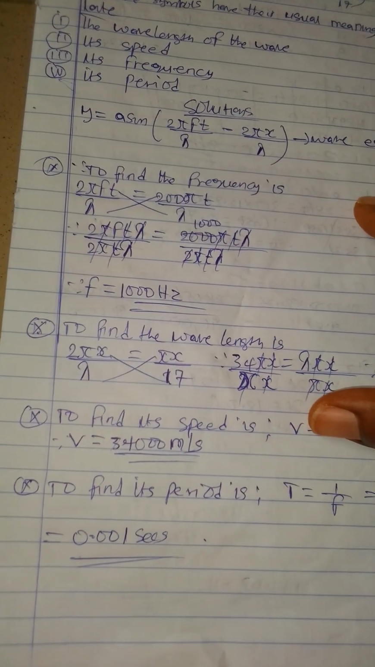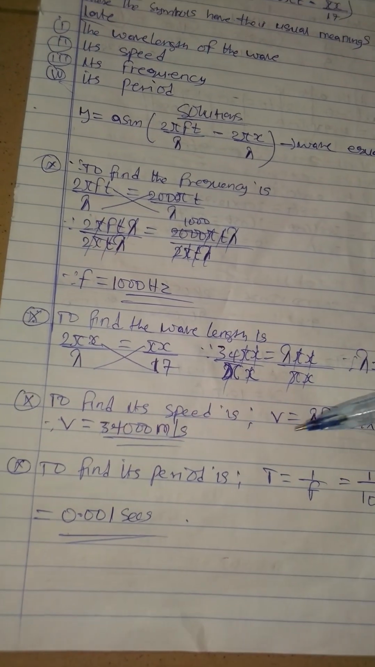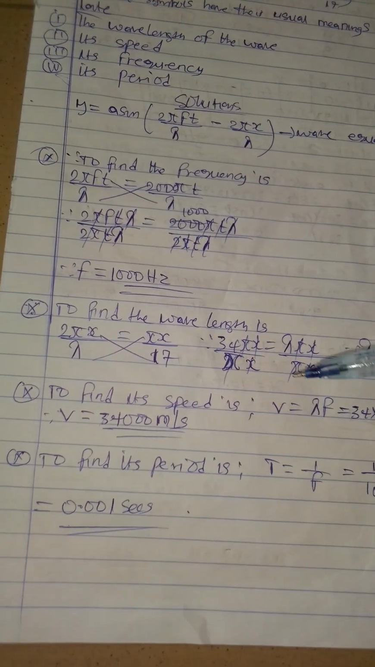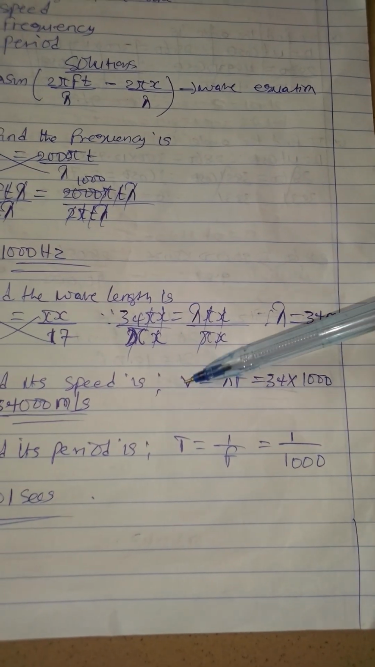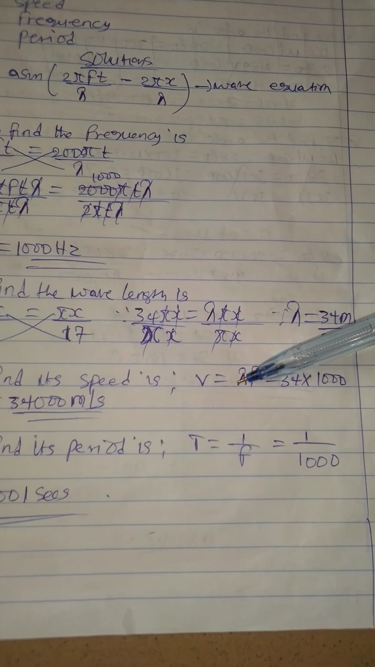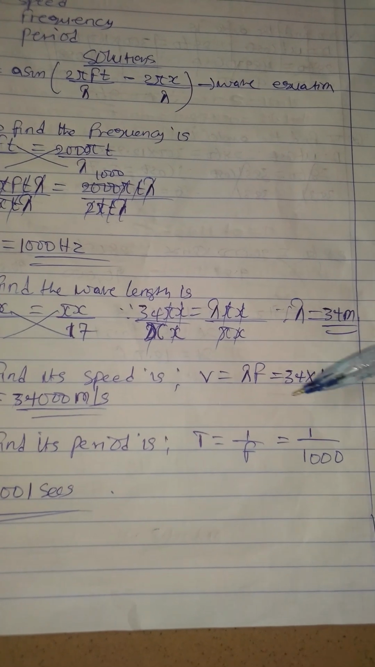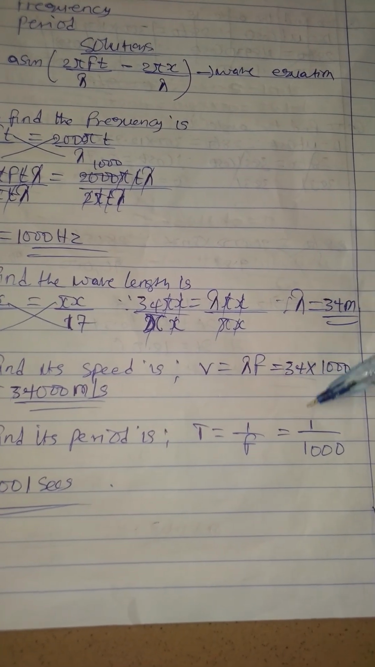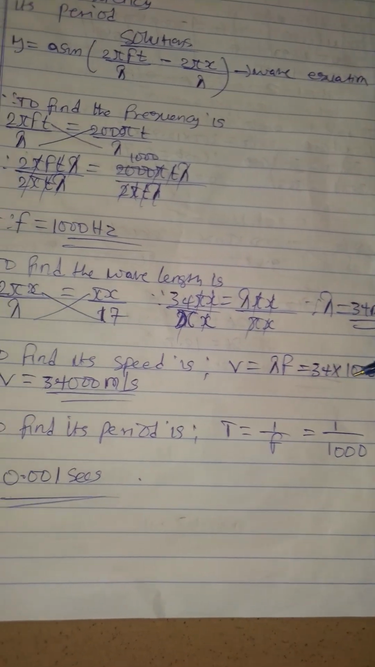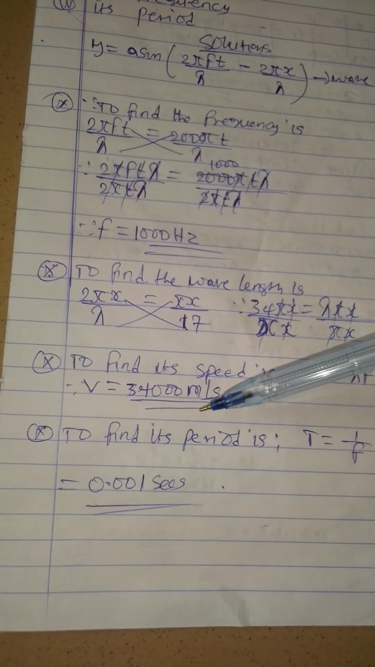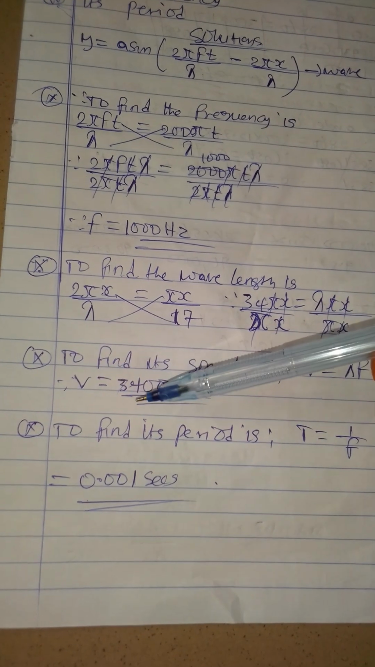Now, after doing that, to find the speed, I know that the speed of a wave is given by v = λf, where v is the velocity, that's the speed, λ is the wavelength, and f is the frequency. So my λ is 34 times my frequency, which is 1000. So that becomes 34 times 1000, which gives 34,000 meters per second.